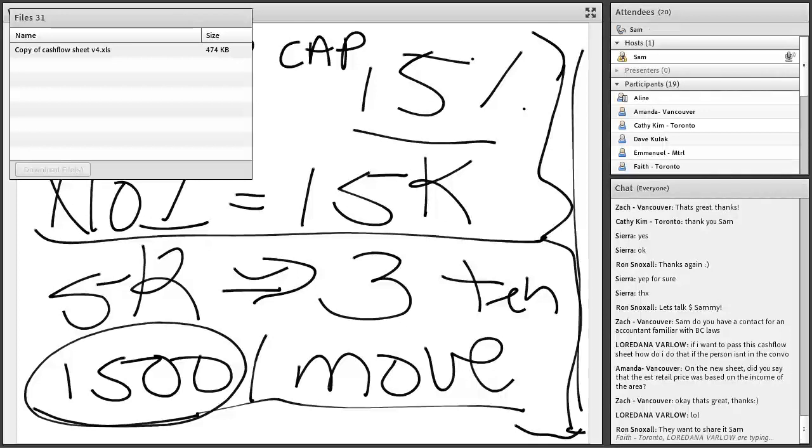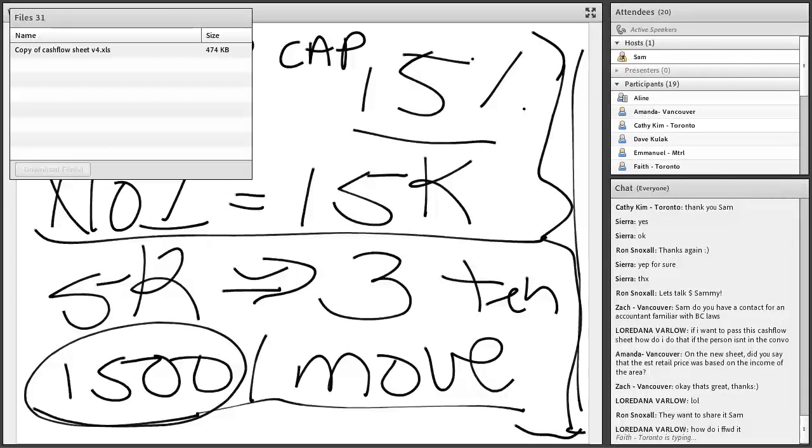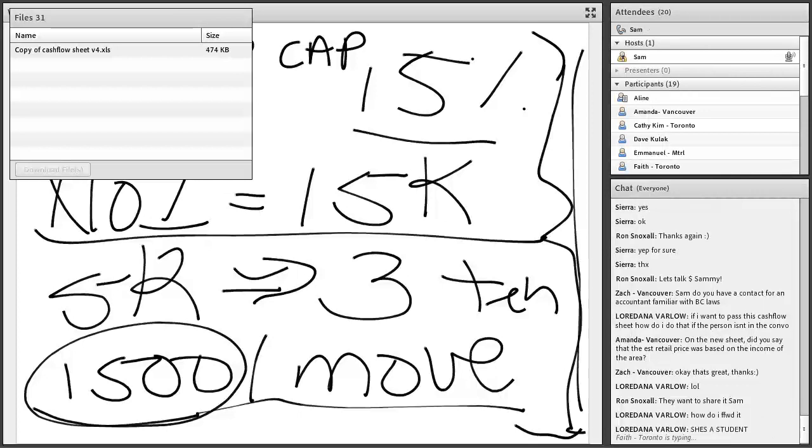If I want to pass this cash flow sheet, how do I do that if the person isn't in the group? Let's see.